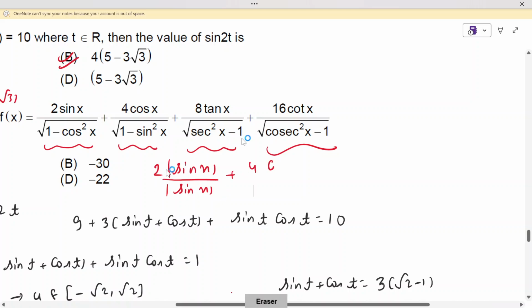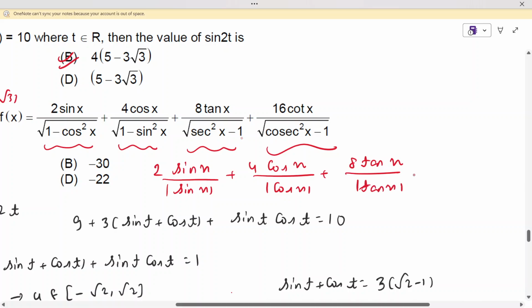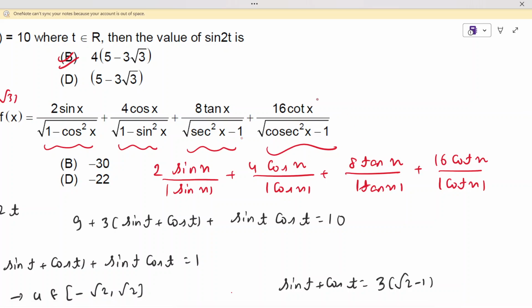Oh, sorry. Not plus 4 cos x upon mod cos x plus 8 tan x upon mod tan x, and plus 16 cot x upon mod cot x. Clear? Yeah. Now simply cancel. So we are obtaining, we can easily see, overall we have to do what?